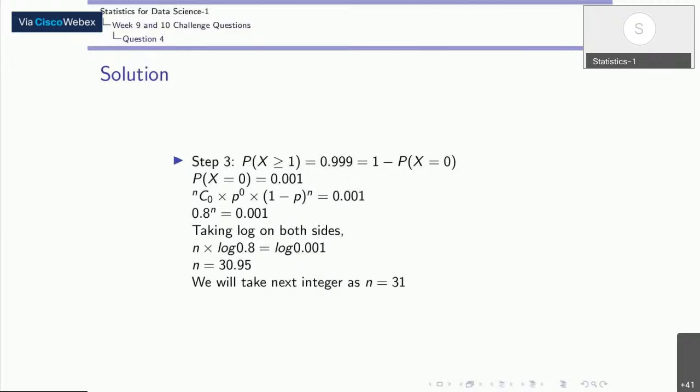To find n, we take log on both sides. So log of 0.8 raised to n equals log of 0.001. So n log of 0.8 equals log of 0.001. From there we find the value of n is 30.95, and the next integer is 31, right? So this is how we have to solve this question.